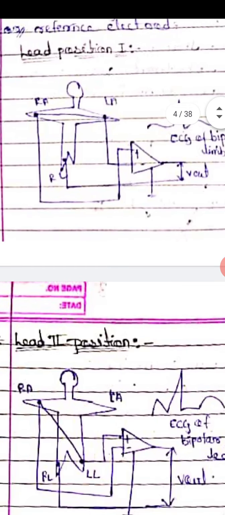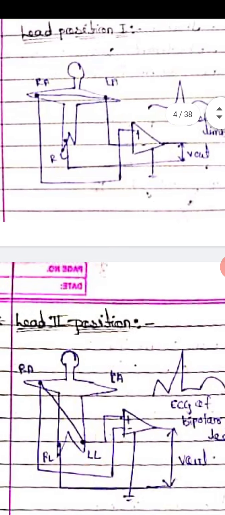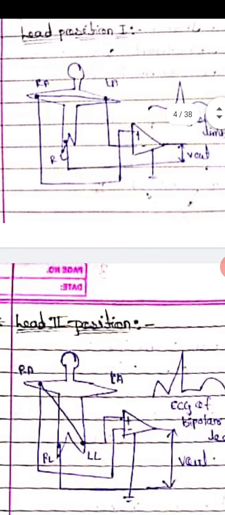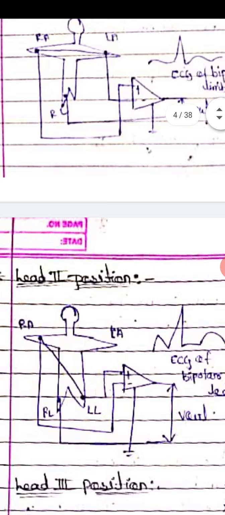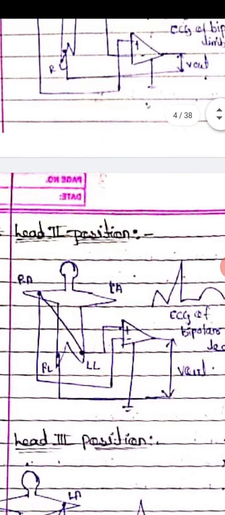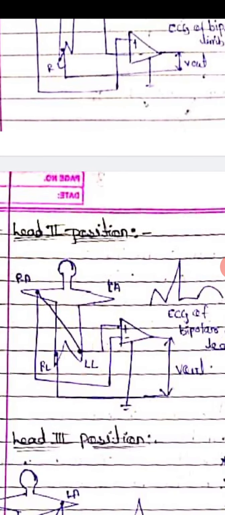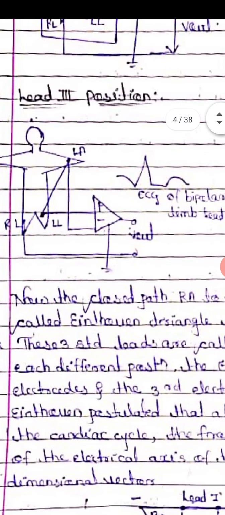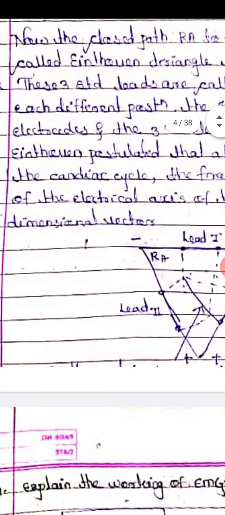In the same way for lead 3, you use the third side of the triangle, that is the connection between the left arm and left leg. In this, the left leg remains now. So from the left leg to the positive of the amplifier, and left arm to the negative of the amplifier, this is the lead 3 connection.